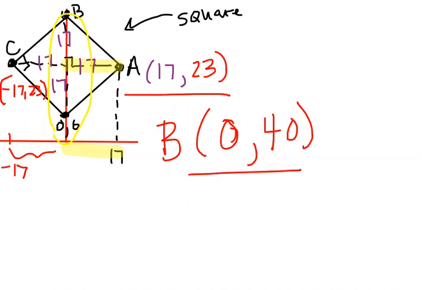Coordinate for A is 17, 23. And the coordinate point for C is negative 17, 23.